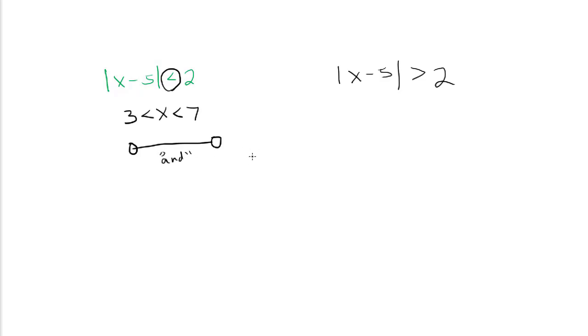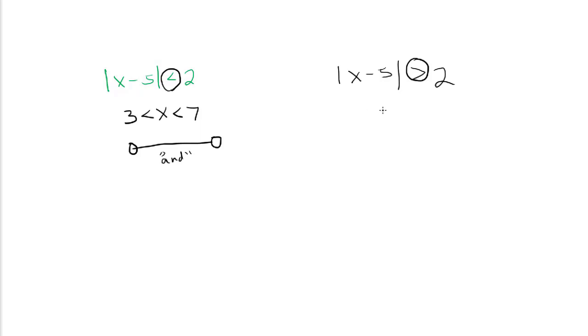But what happens if the absolute value is greater than the value? Say, the absolute value of x minus 5 is greater than 2. How would we solve that? Well, on a distance interpretation, we'd interpret our solution as a distance greater than some amount away from a center point. In this case, greater than 2 away from 5, which would probably be x is greater than 7 or x is less than 3.